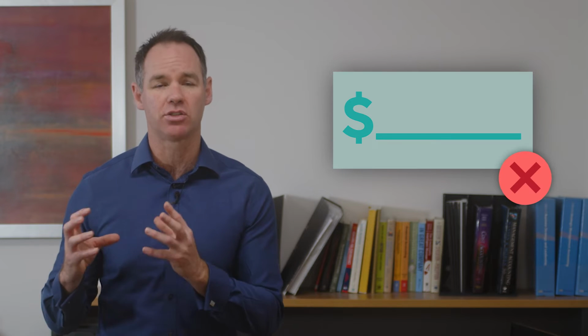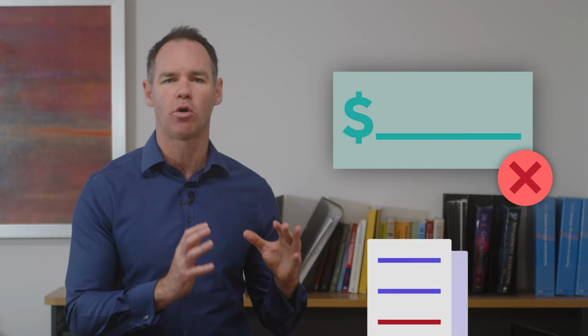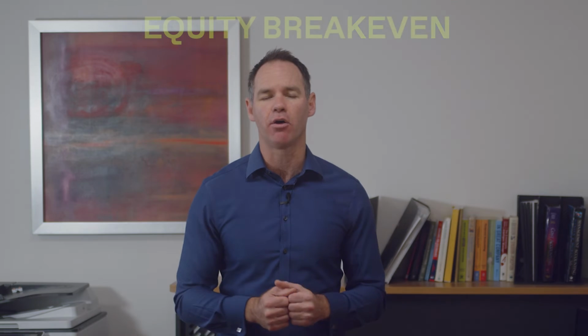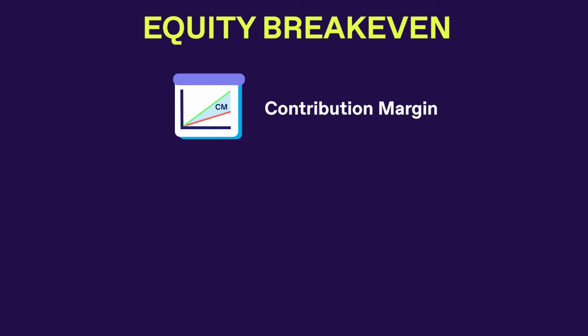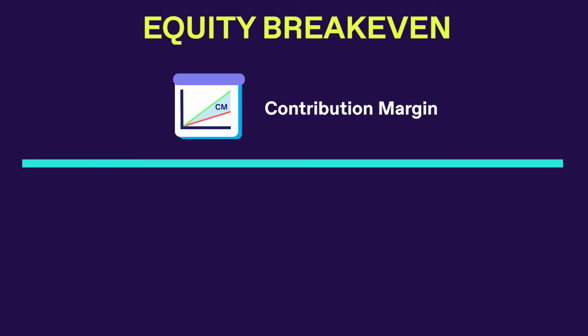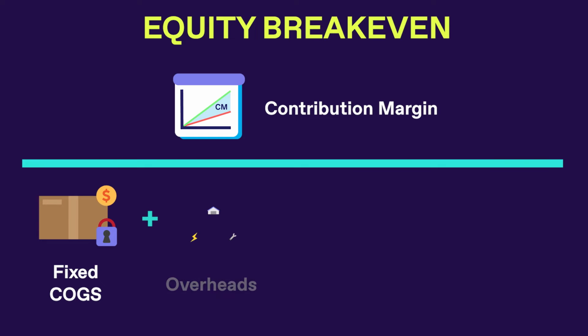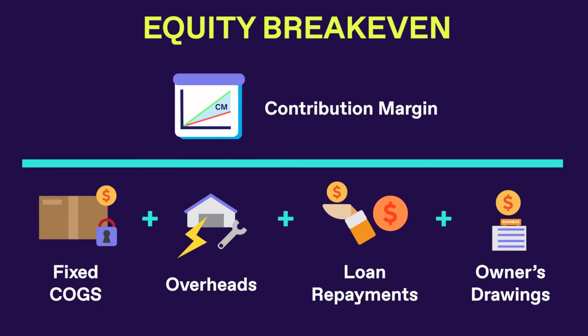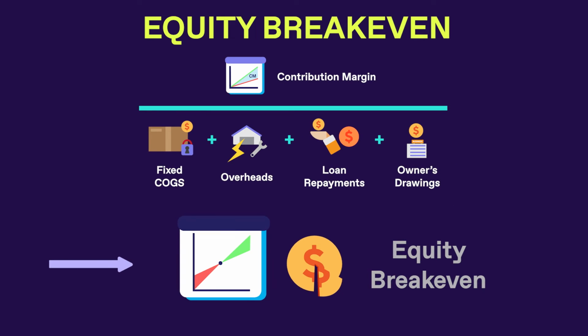The second part is a lot of owners don't take wages in the traditional form and they don't show on your profit and loss. So if you're taking drawings out of your business further to your wages, they need to be factored into your equity break even as well. All of a sudden, the calculation becomes contribution margin divided by fixed cost of goods sold plus overheads plus loan repayments plus owner's drawings. That there gives us our equity break even.